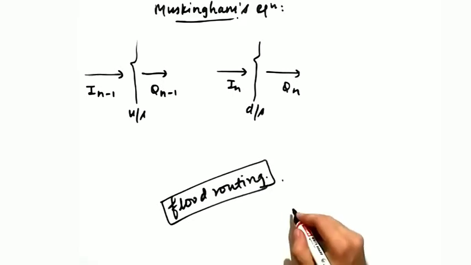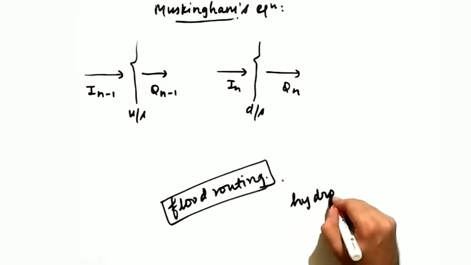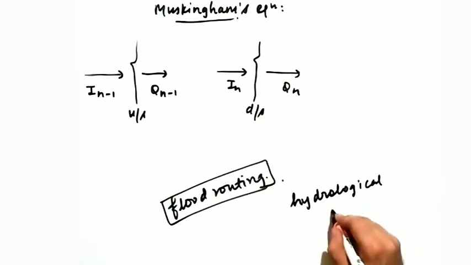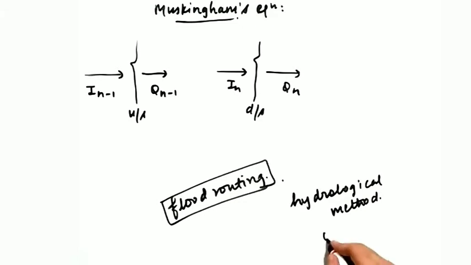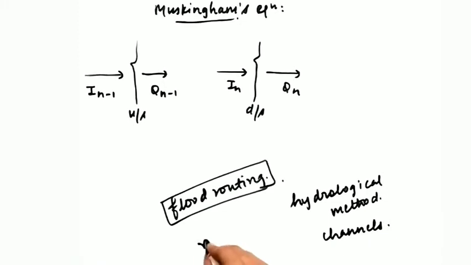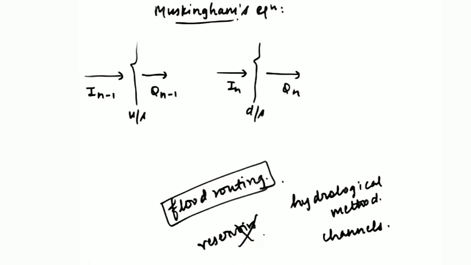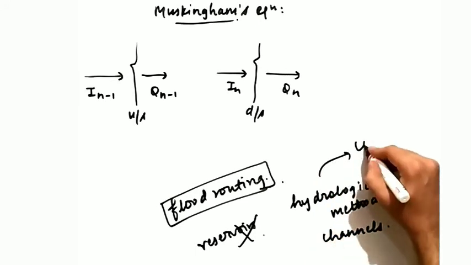See, Muskingum's equation is a hydrological method. Remember that it is only used to calculate the value of flood, or for flood routing, through channels. It is not used to calculate the value of flood flows through reservoirs. It is only used for channels and it is a hydrological method. Now let me tell you what is a hydrological method and what is a hydraulic method. A hydrological method is a method that uses the continuity equation.